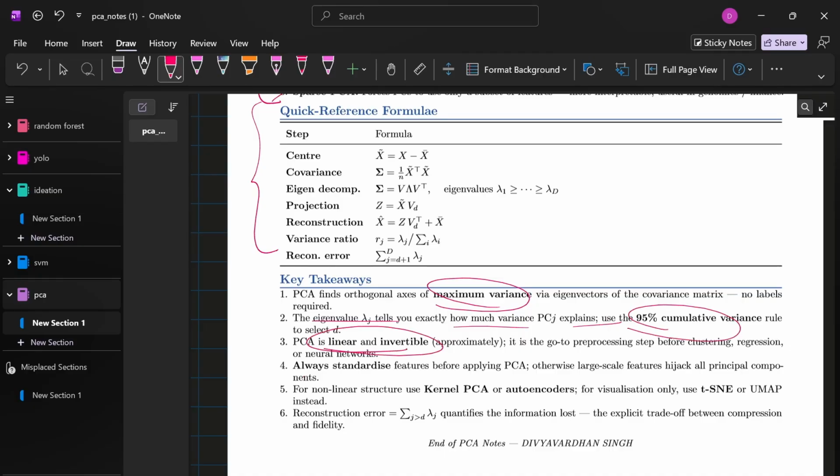Fourth point is that you need to always standardize first. Fifth, for non-linear data, go for kernel PCA or an autoencoder. Sixth, the reconstruction error is the sum of the eigenvalues you dropped. So it exactly means how much of the information you sacrificed for compression.